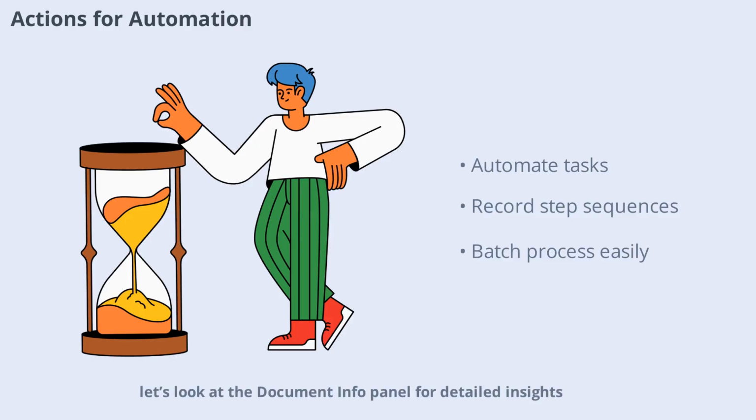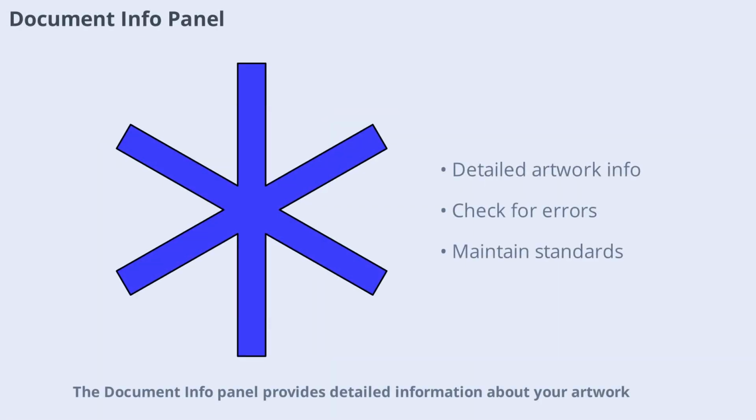Next, let's look at the Document Info panel for detailed insights. Document Info panel provides detailed information about your artwork, including object counts, color usage, and font details. This is invaluable for preparing files for print, checking for errors, or ensuring compliance with client specifications. You can quickly spot missing fonts, unused colors, or oversized images. The panel helps you maintain professional standards and avoid costly mistakes.